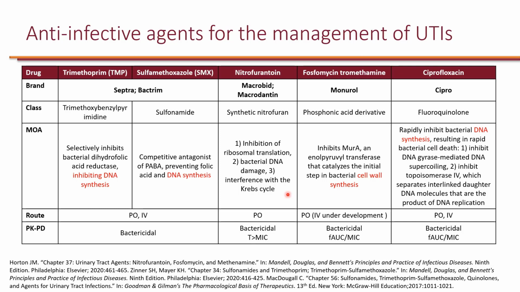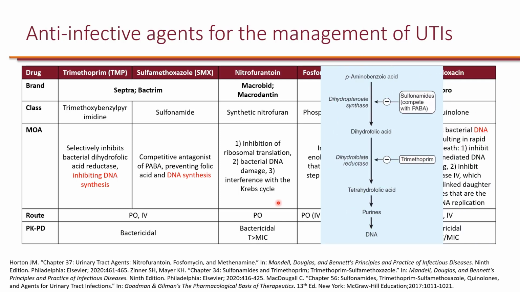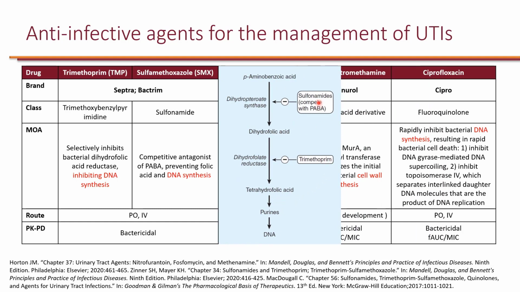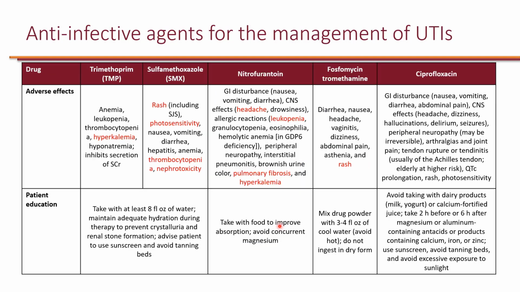Finally, we have the combination of trimethoprim and sulfamethoxazole, which together are available as both oral and IV, which are used commonly for the treatment of UTIs. And the way they work is that sulfonamides inhibit the formation of dihydrofolic acid, and trimethoprim prevents the next step, which would be the synthesis of tetrahydrofolic acid, which in turn inhibits DNA synthesis. Let's take a look at the adverse effects of these antibiotics.